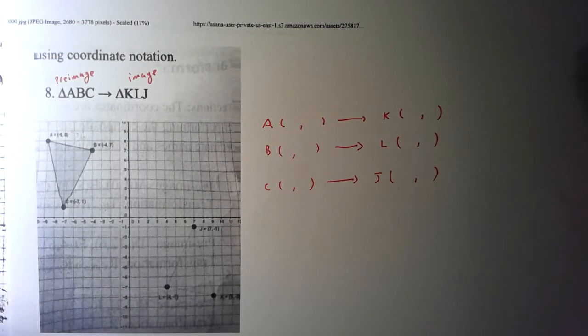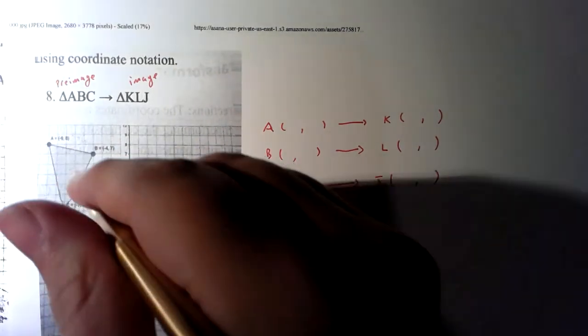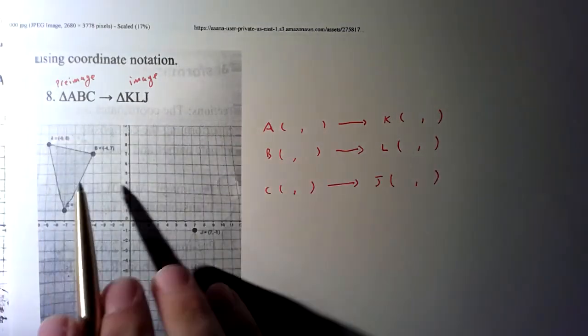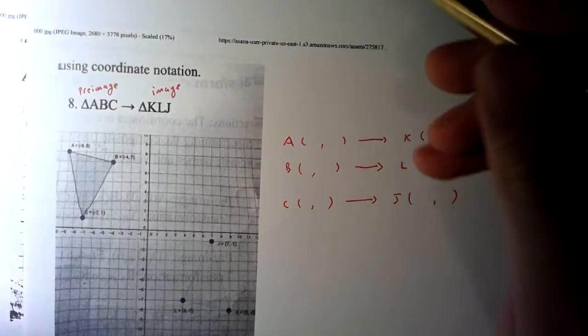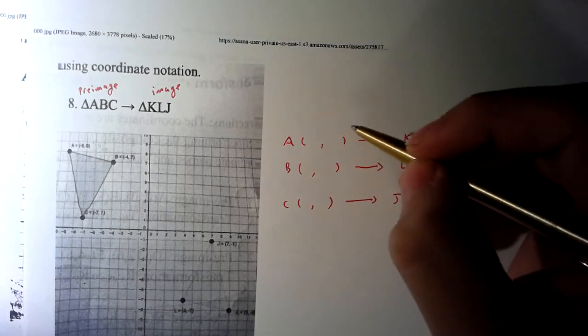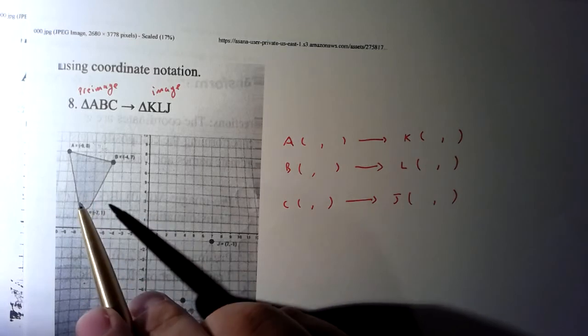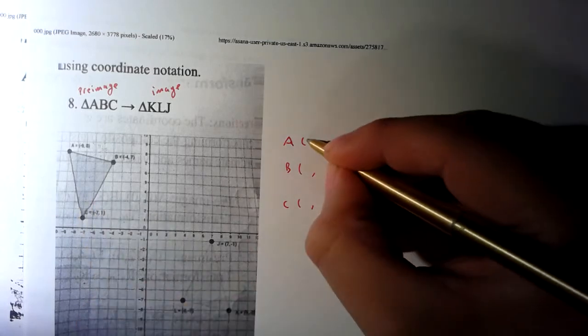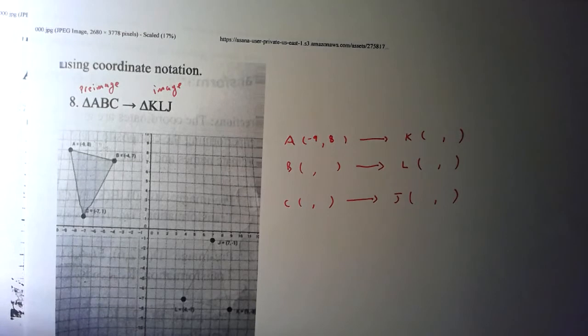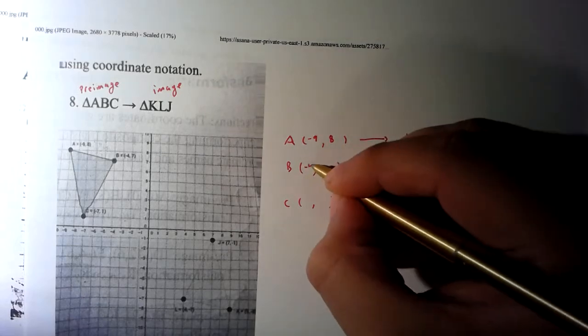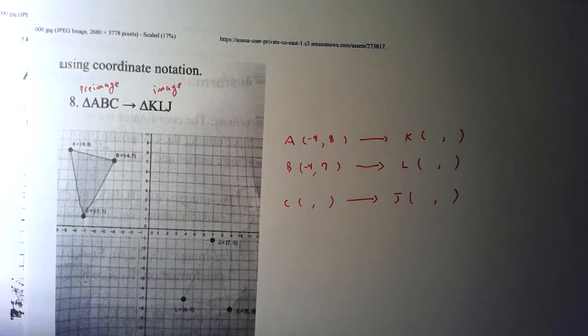Well, for the left side it's easy, right? We just have to find the numbers from the picture. Let's see, is it negative 9, 8? Yeah. So our first one, A, is negative 9, 8. Then our second one, B, is at negative 4, 7. And then our C is at negative 7, positive 1.